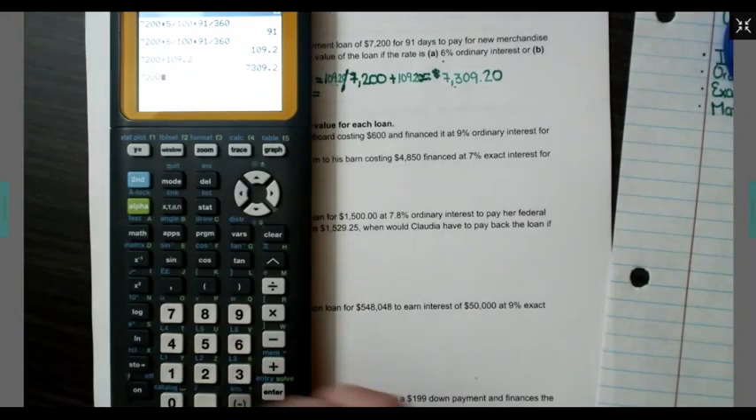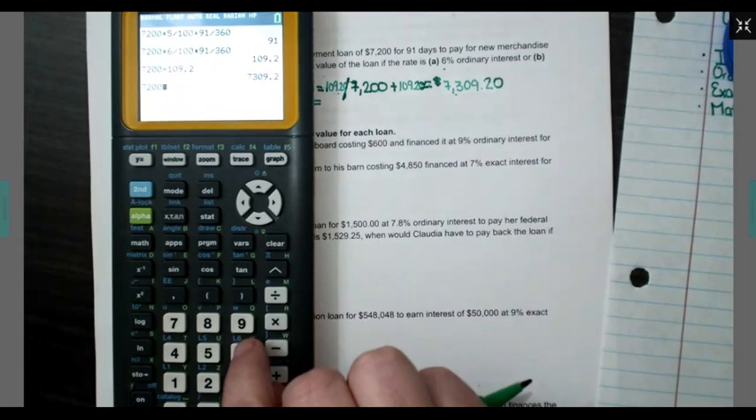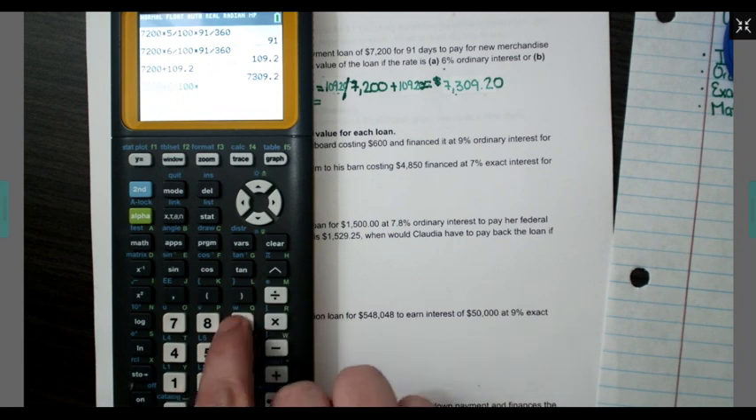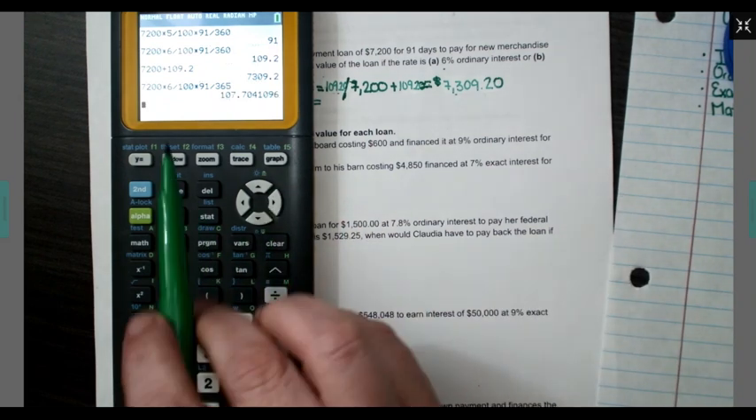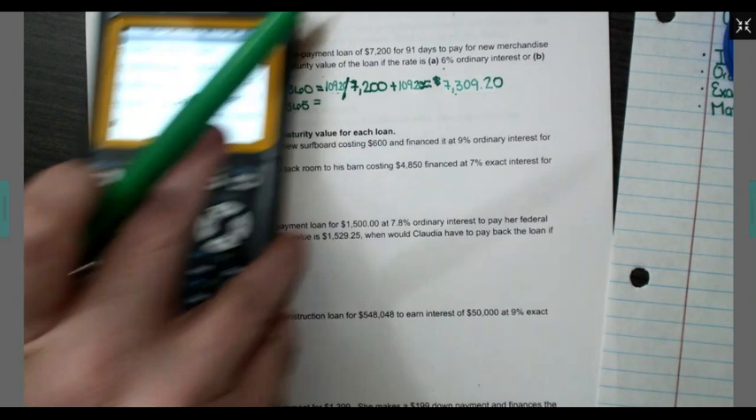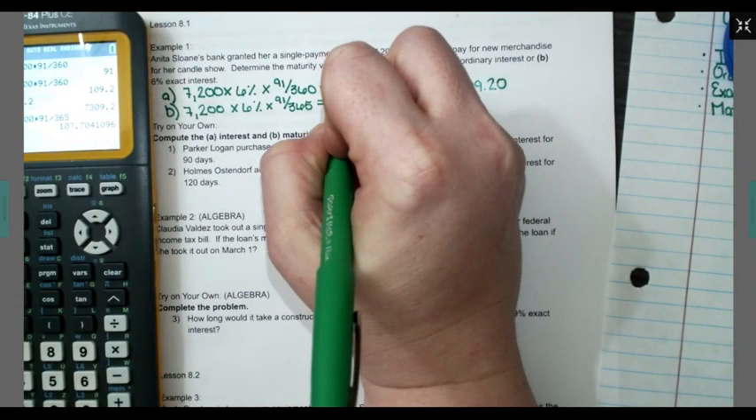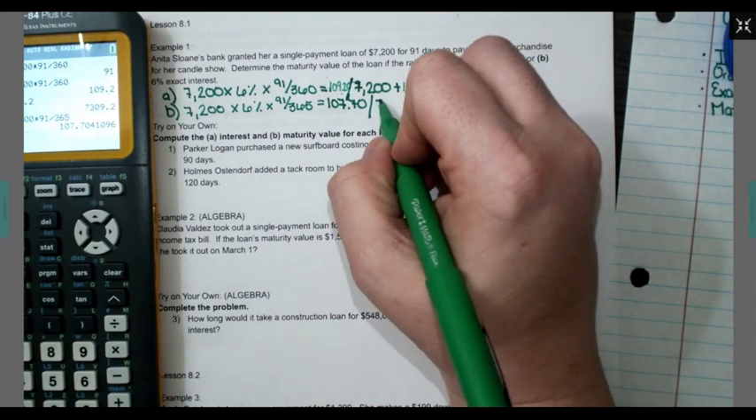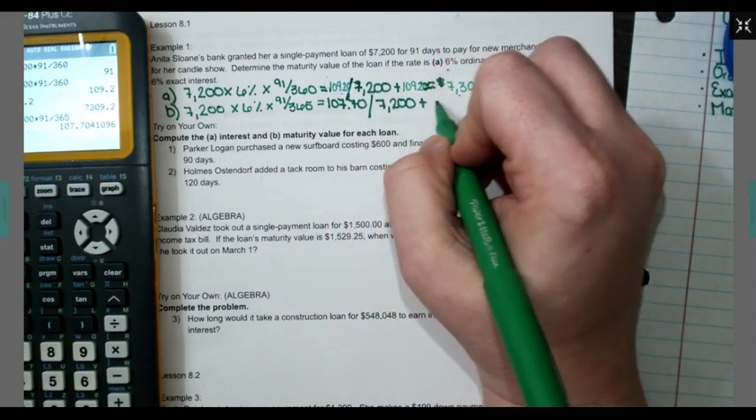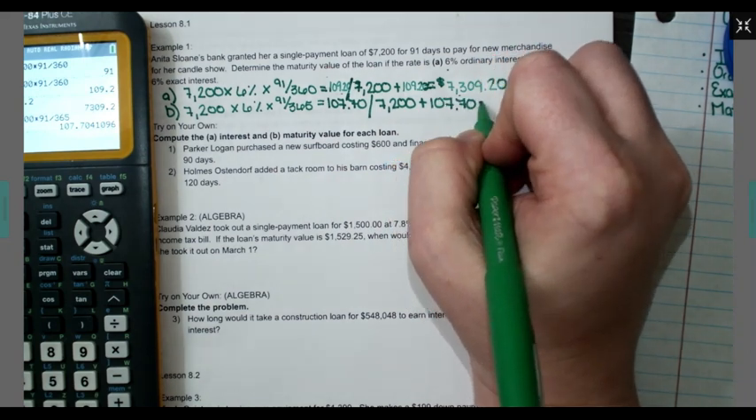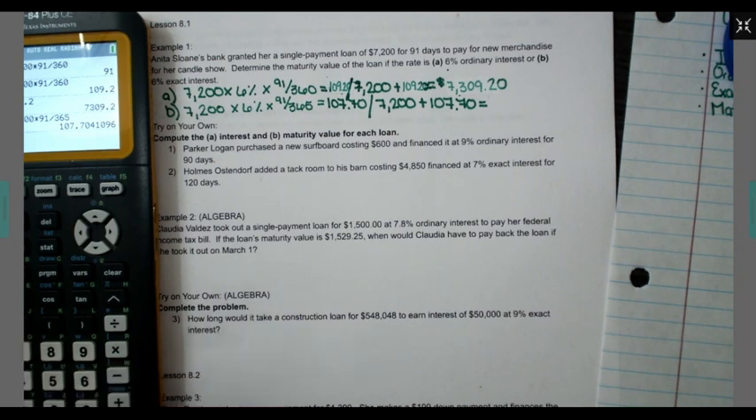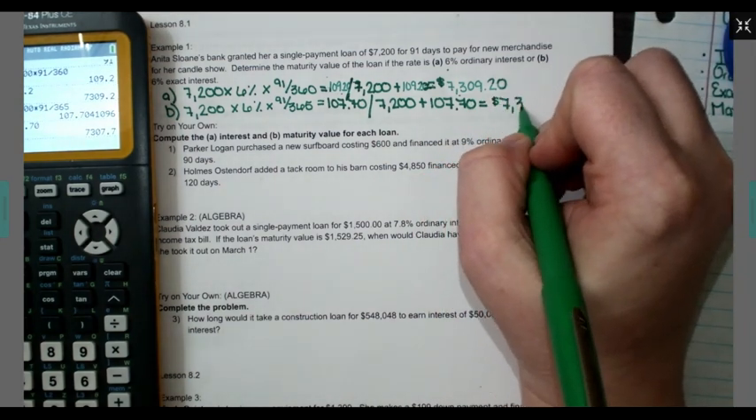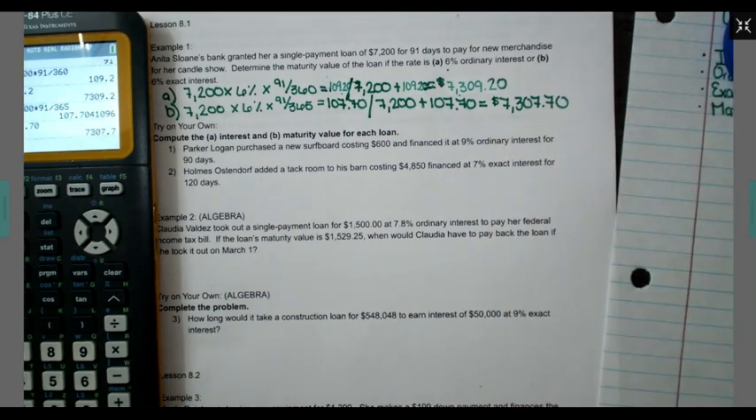So I do 7,200 times 6 divided by 100 times 91 over 365. So this is $107.70. That's just the interest amount. Remember, I have to pay the loan back plus the interest for the amount of time that I borrowed. So we're going to take our 7,200 plus the 107.70, and that gives me $7,307.70 is the amount of money that I have to pay back.